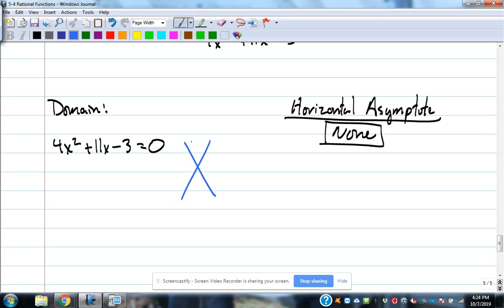So 4 times negative 3 is negative 12. It's got to add to be positive 11. And multiply to be negative 12.